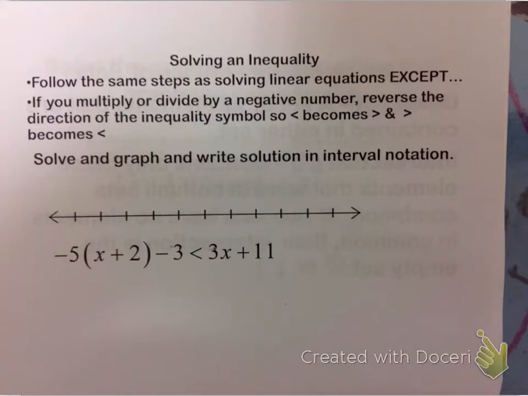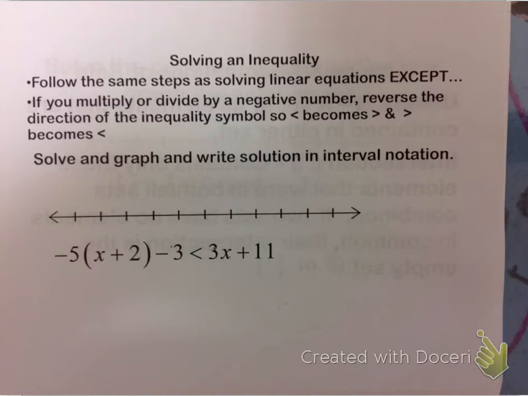So when you solve an inequality, you're going to use all the same steps that you would to solve any other equation, except that when you multiply or divide by a negative, that inequality symbol will flip. Otherwise, all the other rules are the same. Okay.